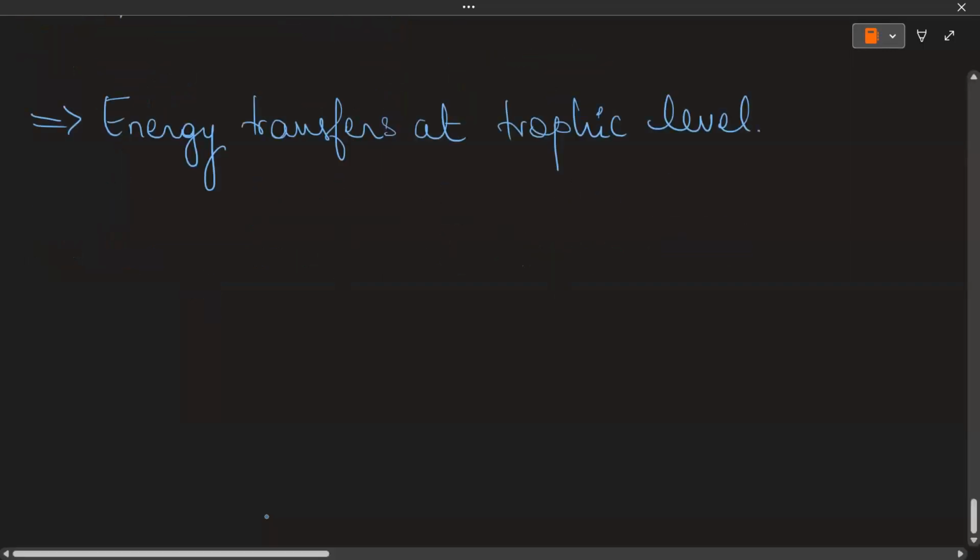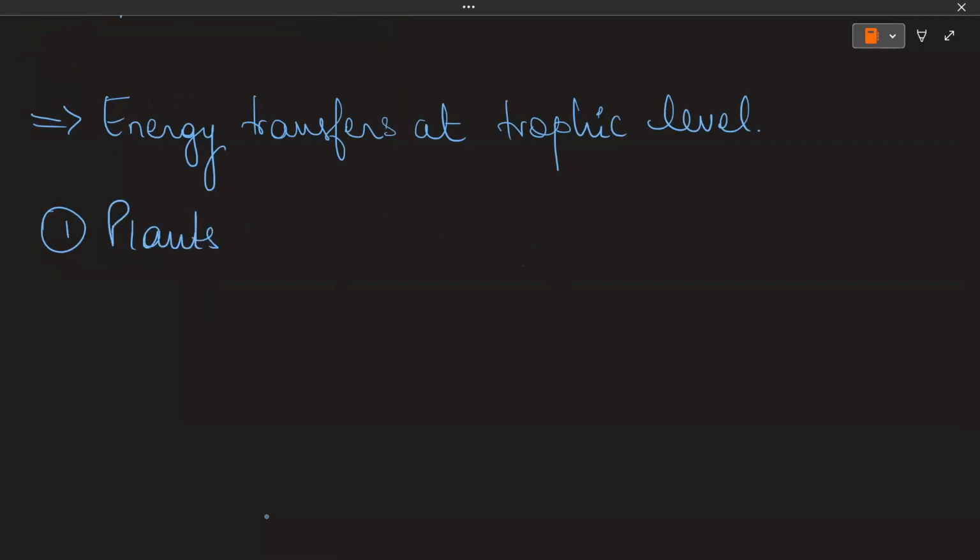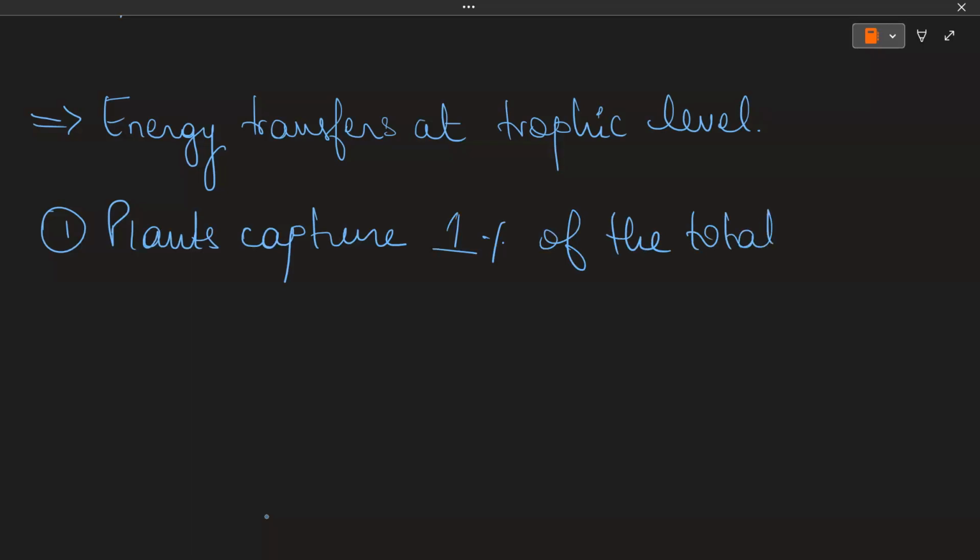So the first point to ever remember is that plants capture only 1% of the total solar energy. Only 1% of it is captured.